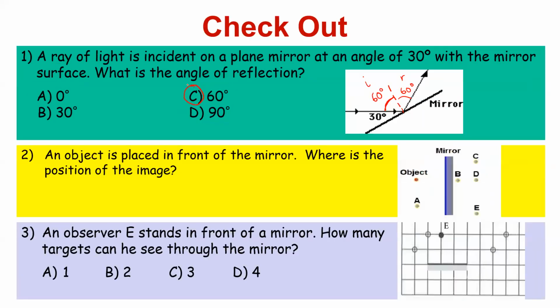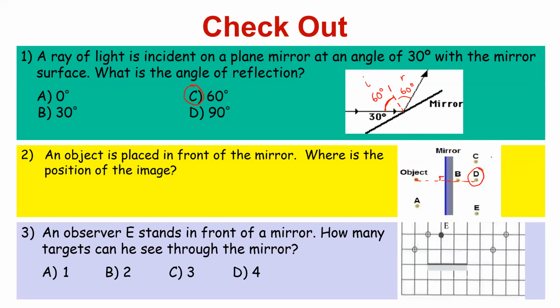Next one. An object is placed in front of a mirror. Where is the position of the image? You should know the image will be an equal distance behind the mirror, 90 degrees to the mirror. Equal distance is not B, so it's most probably at D. Next one is slightly more difficult.